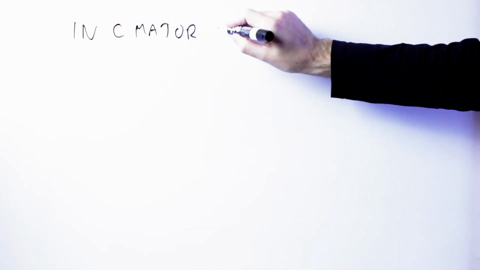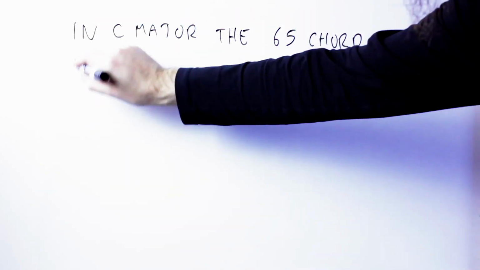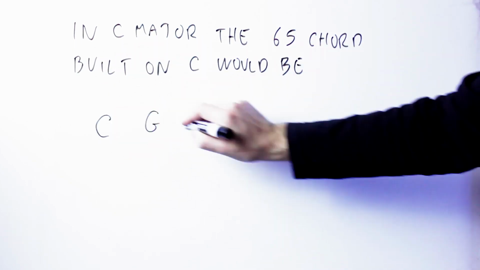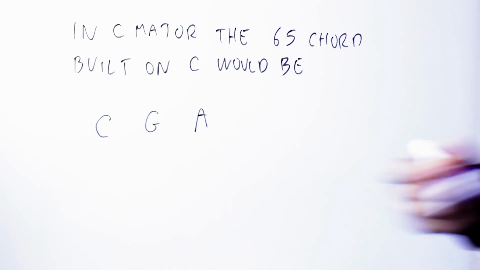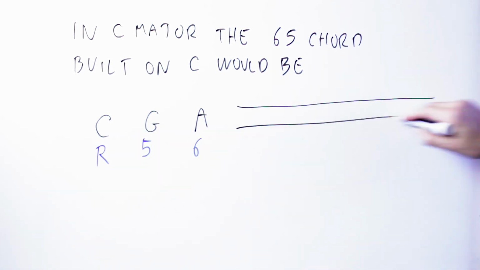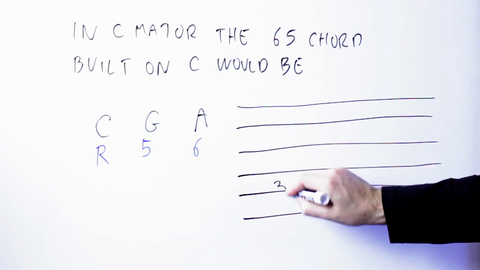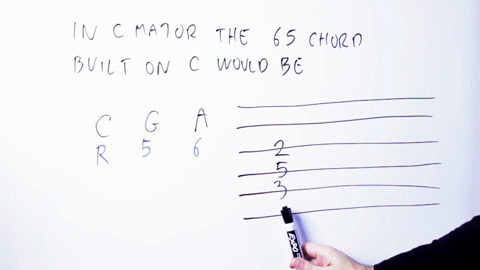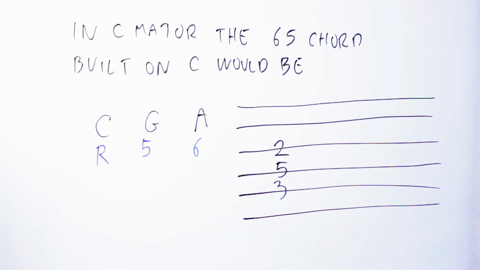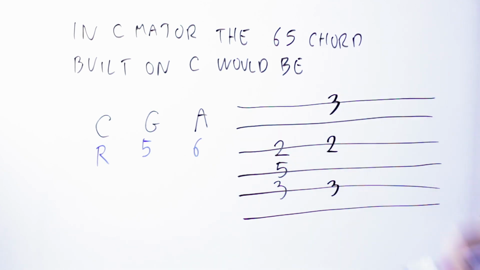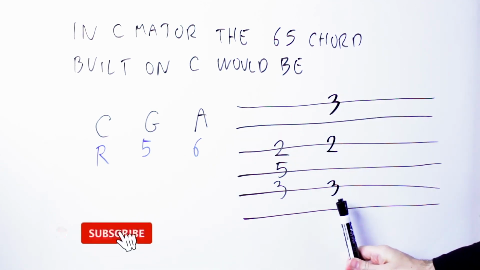So for instance, if I were in the key of C major, and I'm playing a 6/5 chord with the root of C, a C 6/5, the notes will be C, G, and A. C the root, G the fifth, and A the sixth. If I play those notes in this order, it will sound this way. By itself, it sounds quite unimpressive. I can change the order of those notes and play C, A, and G at the high octave.